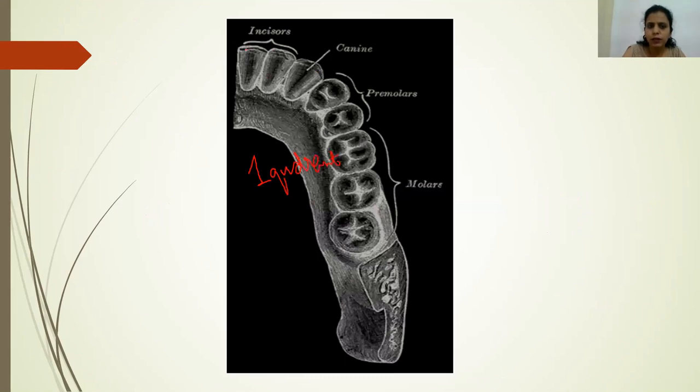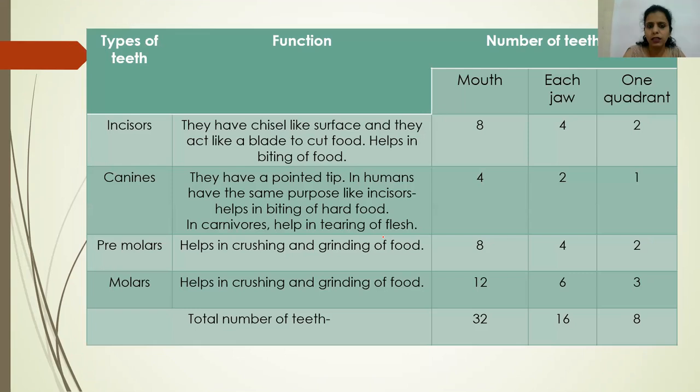Now you can make out that in one quadrant we have 2 incisors. In the picture it is clearly shown that incisors have a chisel shape. Then we have 1 canine, 2 premolars and 3 molars. The last tooth is the wisdom tooth. This wisdom tooth every mammal or vertebrate gets only after the age of 25 years.